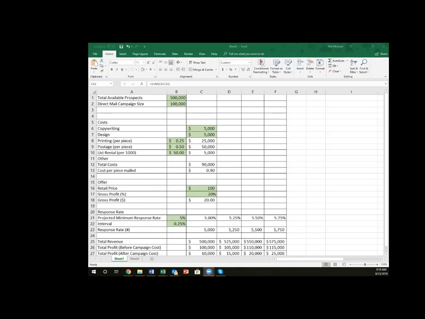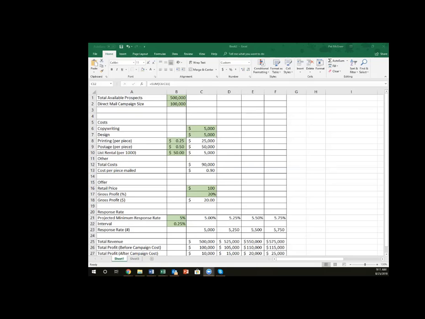Now we get into response rates and the forecasting part. Projected minimum response rate. We plugged in 5% here. You can plug in 1, you could plug in 1.5, you could plug in 20. It depends on what your experience is. If you have no direct mail experience and you're not sure or confident on what your minimum should be, the DMA.org has historical response rates, lots of data on that, so you could use that as kind of a guide. But for this particular option, we plugged in the 5%.